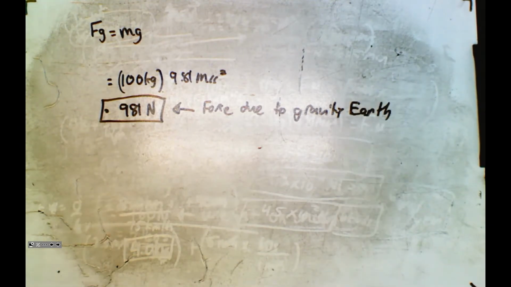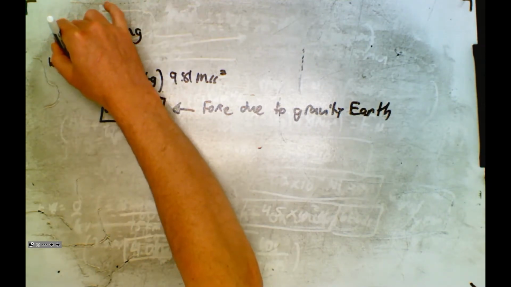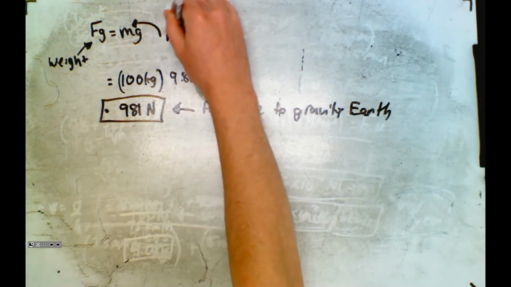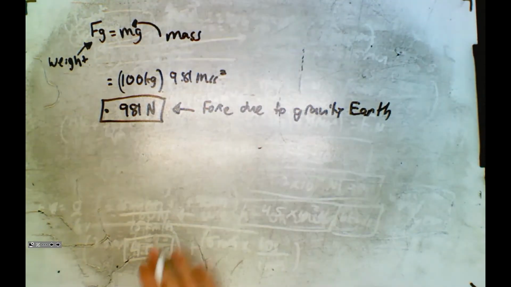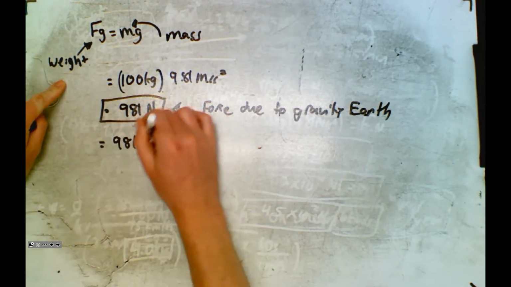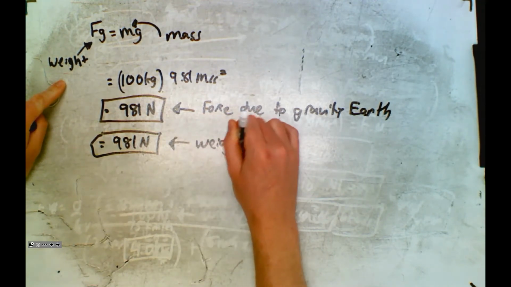Okay. So the second question asks for the weight. So you have to remember that this is the weight. This is the mass. So if we found Fg, we found the weight. So the weight is 981 newtons. That's the weight. They're the same.